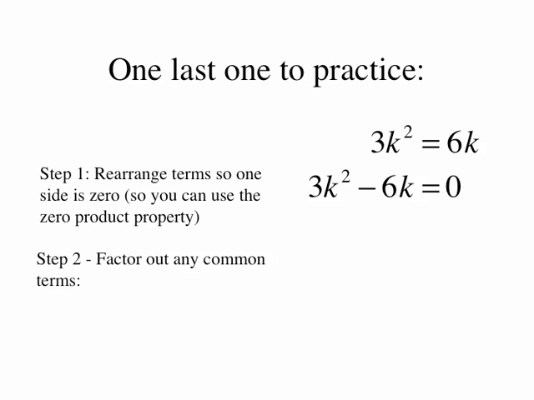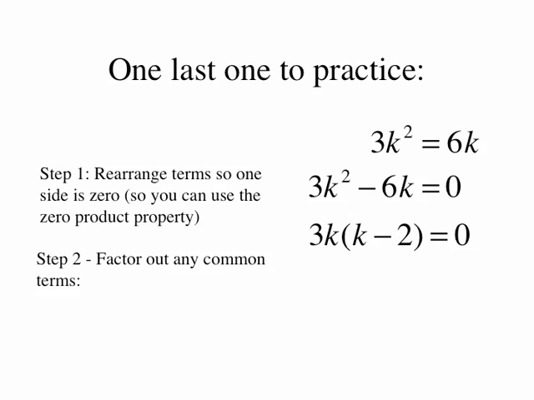Next, I'm going to look at the stuff on the left-hand side of the equal sign and see if there are any common terms that I can factor out. Both 3 and k are factors of each of the terms above. So I factor out a 3 and a k, and what I leave behind in the first term is just a k, and in the second term is a negative 2. So I've factored the expression 3k squared minus 6k into 3k times the quantity k minus 2.